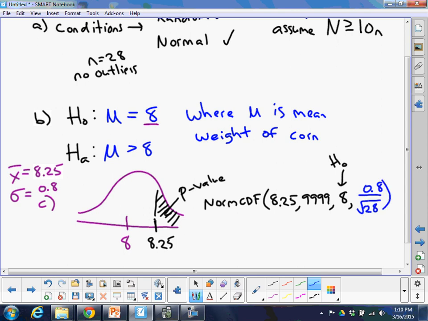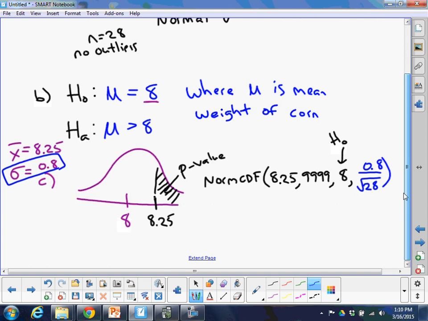Okay, so make sure we watch that. It is not just this 0.8. That 0.8 is for an individual ear of corn. Okay, we're talking about the mean of 28 pieces of corn. Okay, the standard deviation is different. Remember, this is known as our standard error when you use the formula there.